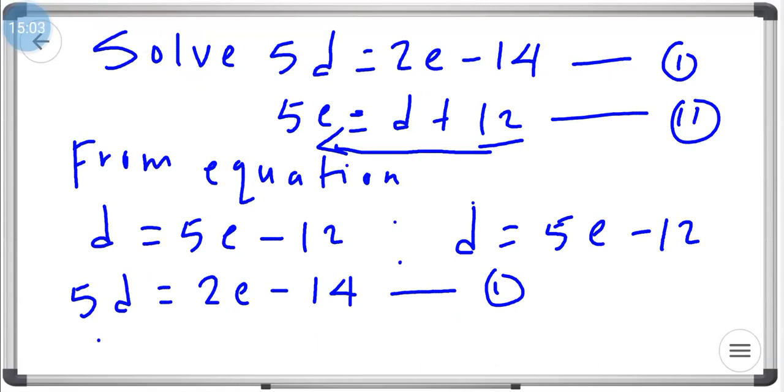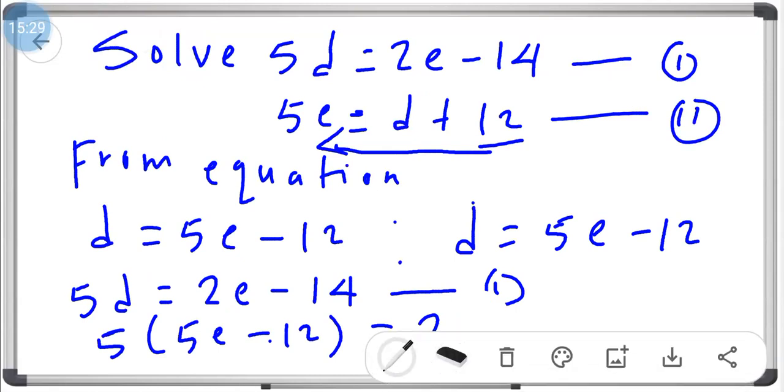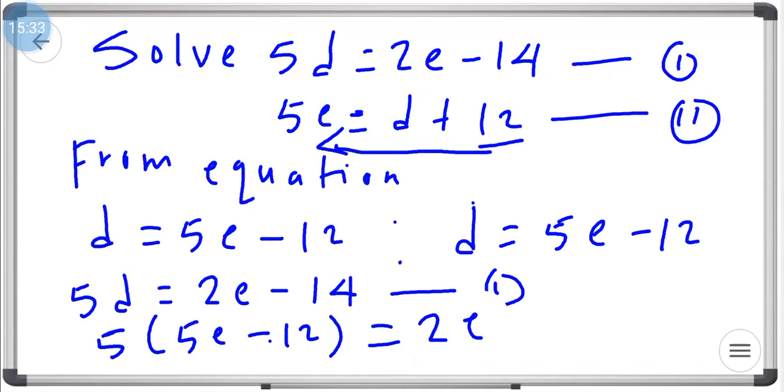So instead of writing d now, I'll be writing 5e minus 12. Take note, this is 5d. This is 5 here, and this is d here. So I want to use that equals 2e minus 14. So let me clean the one we have above so that we'll be able to continue from that place.